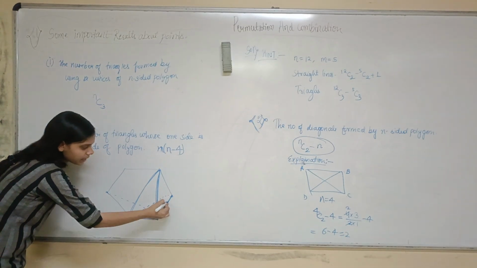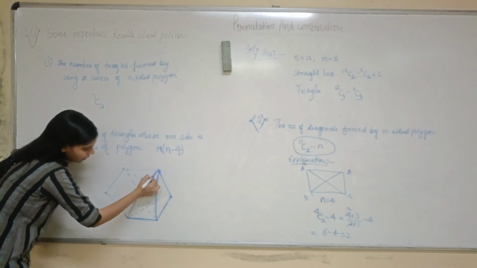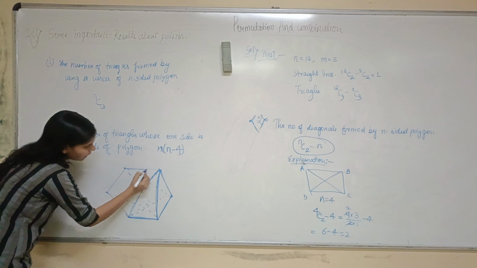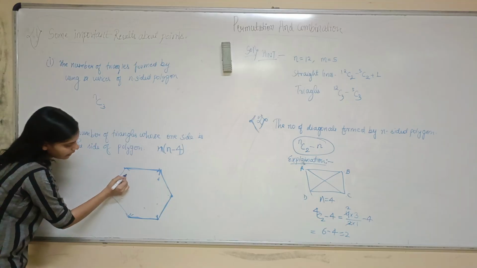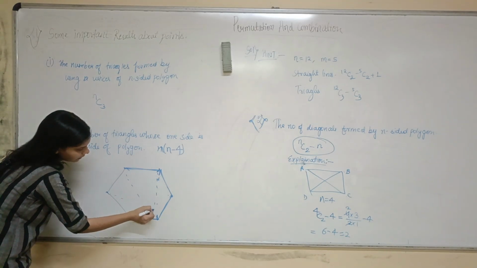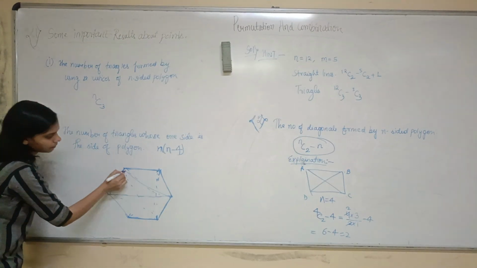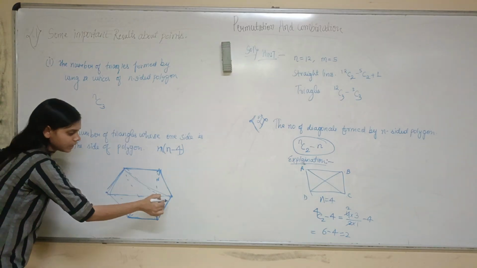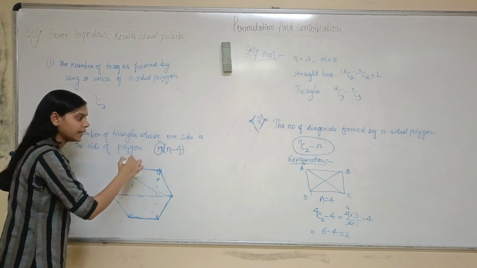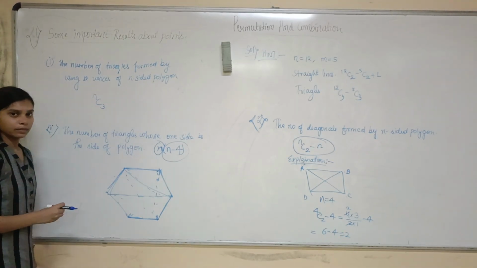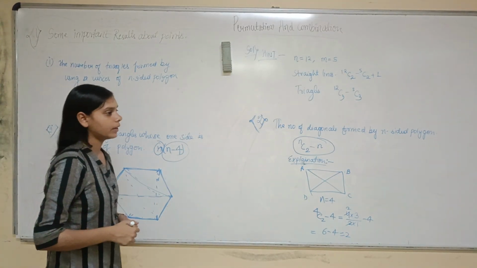Because if we take this as the base, then we can form a triangle like that. If we take this as the base, then we can form a triangle like that. Okay, so we have 6 bases, meaning 6 sides and 6 bases. That's why we multiply n here and n minus 4. Okay, so let us take the third point.